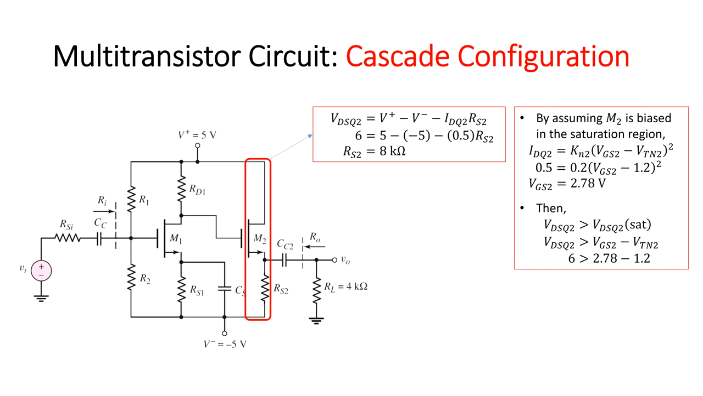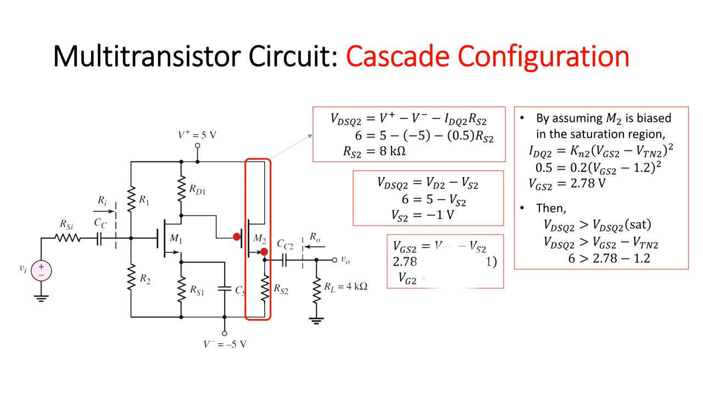Since the drain terminal is connected to the voltage source V+, and the drain to source voltage is given as 6 volts, the source voltage can be calculated. Since the gate to source voltage has been found, the gate voltage of M2 can be also given.